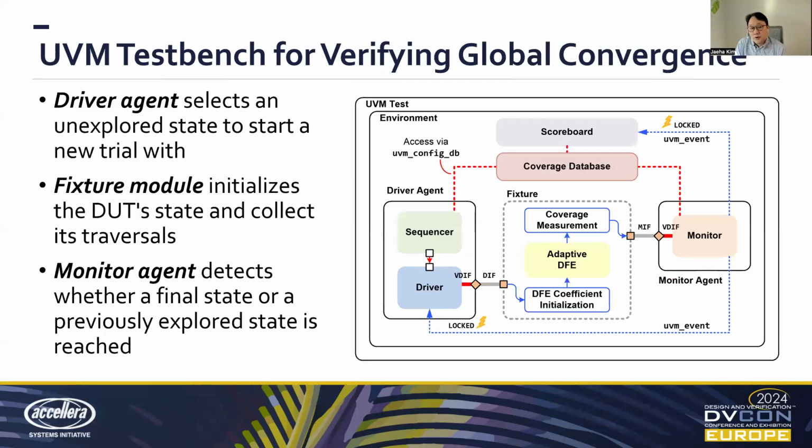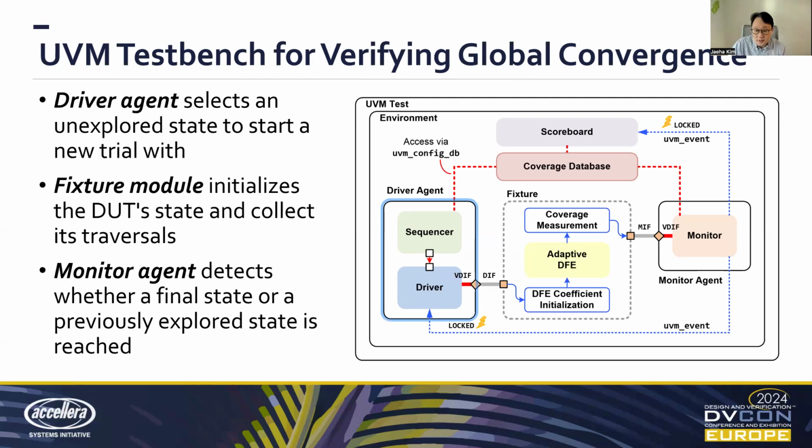So here's an overview of the UVM testbench that we are proposing to verify the global convergence. It has three key components: the driver agent, the fixture in the middle, and the monitor agent. The driver agent will select one initial state to start a new trial with. Of course, in order for the simulation to be efficient, you want to choose an initial state that has not been explored before.